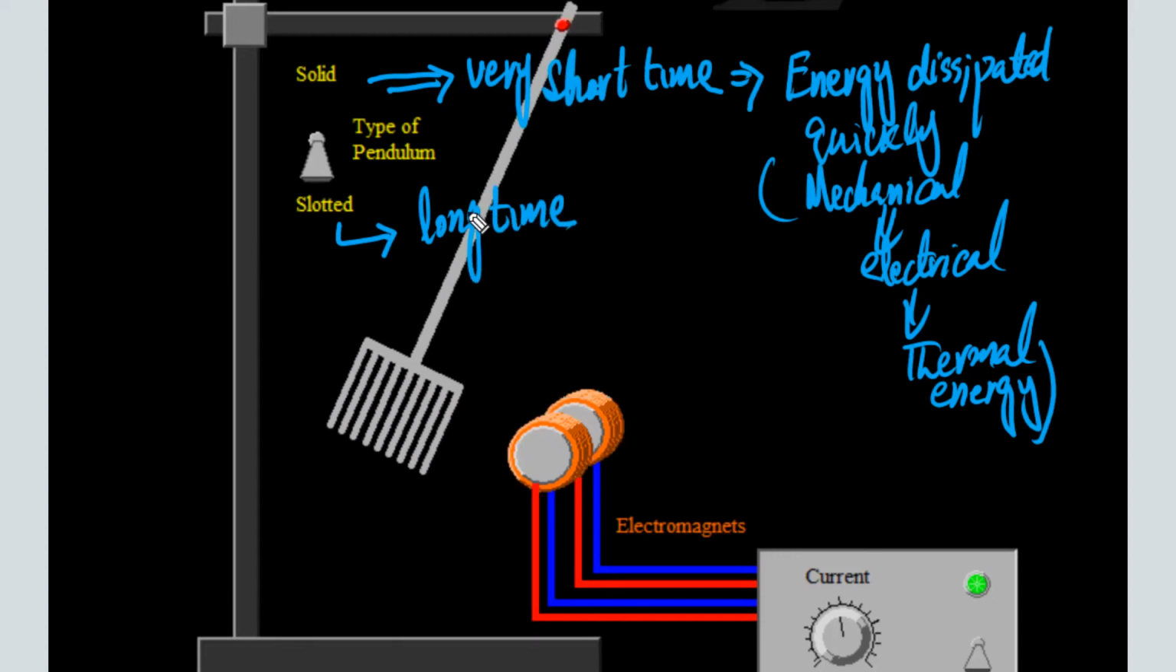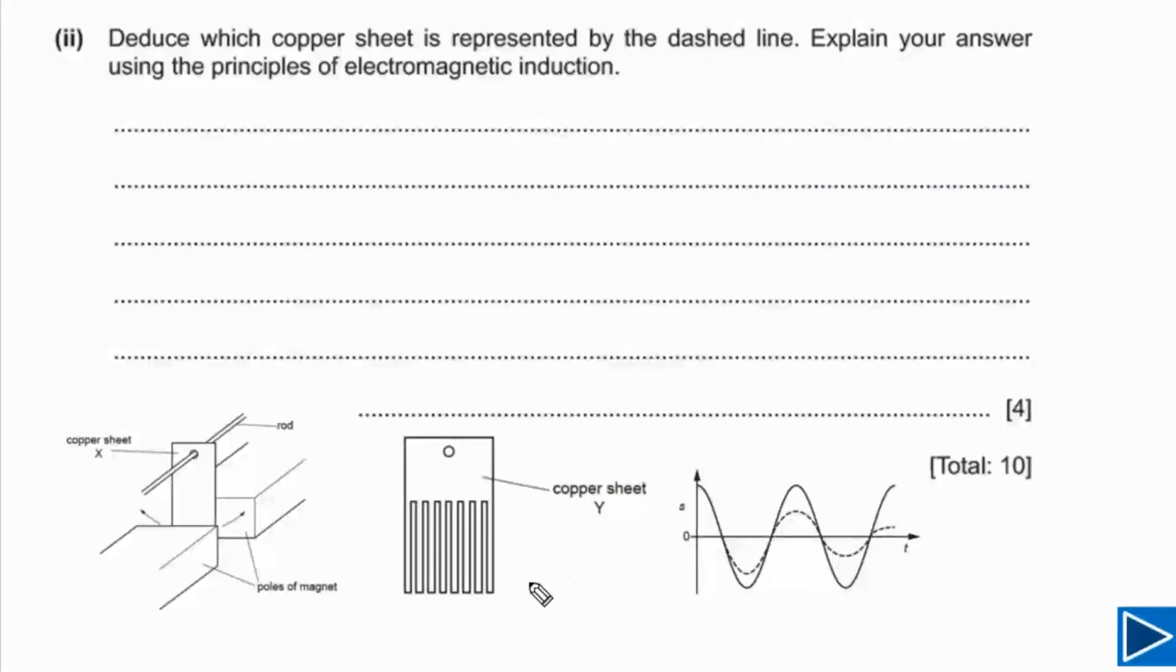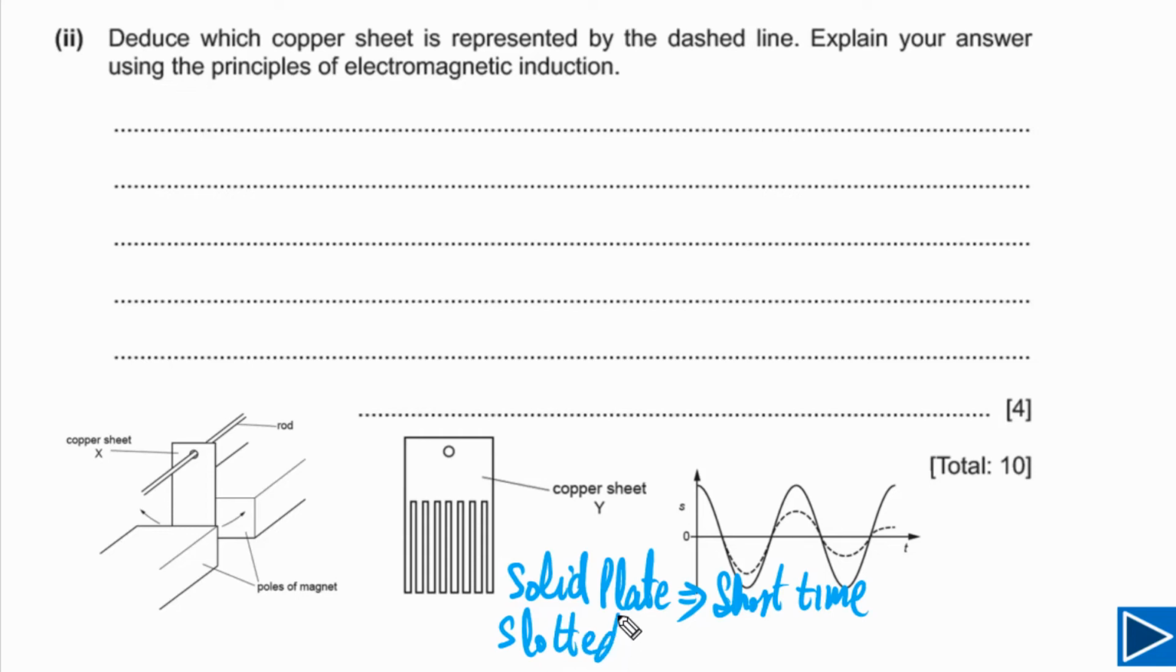Now we will explain this one using the principle of electromagnetic induction. In the animation, we have seen that the time taken by the solid plate was very short. But the time taken by the slotted plate was very long. So we can say slotted plate, long time. Now we have to use this fact and find out which curve is represented by the solid plate and which one is represented by the slotted plate.